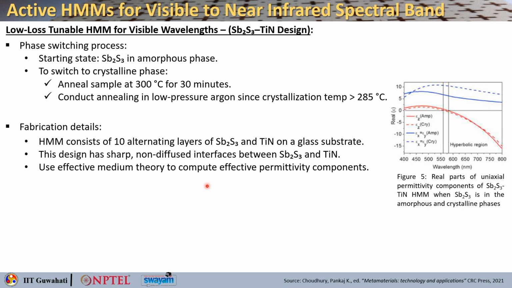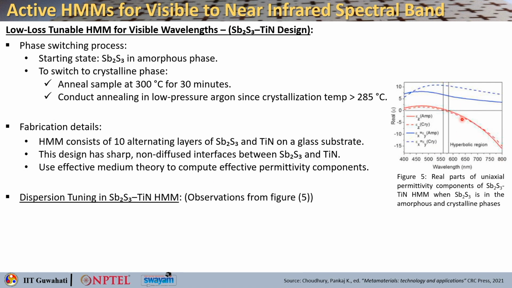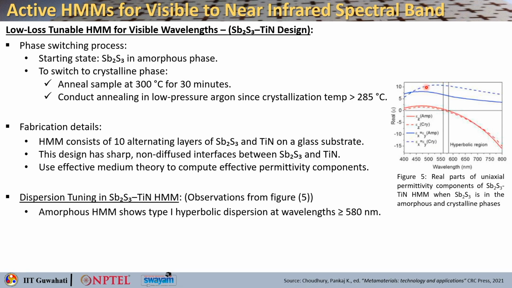This design typically shows sharp non-diffused interfaces between the two materials, and you can use effective medium theory to compute the effective permittivity components, which you can also see over here. These are the real part of the permittivity. The solid lines tell you about the amorphous phase. The red ones show epsilon z, and these two show epsilon x and epsilon y. The solid lines are amorphous and the dashed lines are crystalline. If you mark this axis, this is 0. Below this, you can see the hyperbolic region.